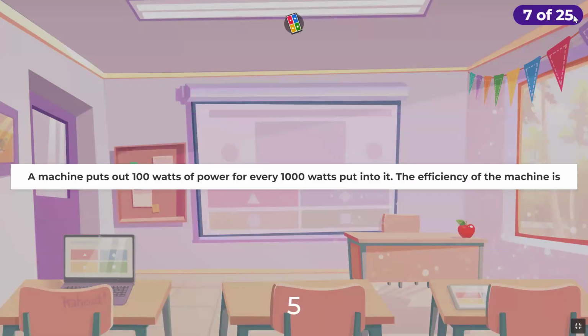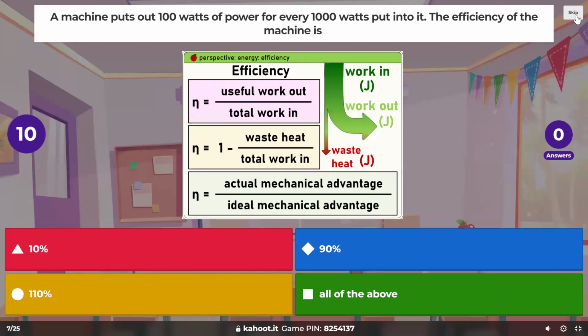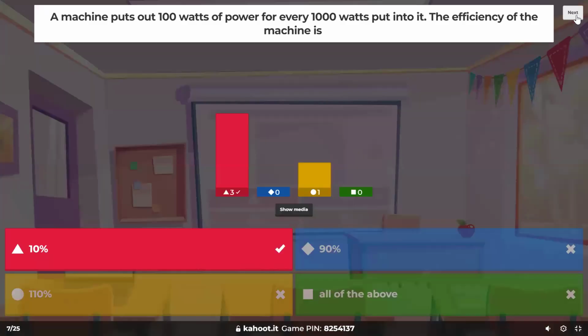Machine puts out 100 watts of power for every 1,000 watts input. What's the efficiency? Hey, 10%. There you go, 10%. Right. So it's sort of an example that's not too different from this. When you guys drive your car, it is burning the gasoline to make the car go. If you look at the total energy in that gallon of gasoline and the total energy that makes the car go, your car is somewhere between about 20 to 30% efficient.